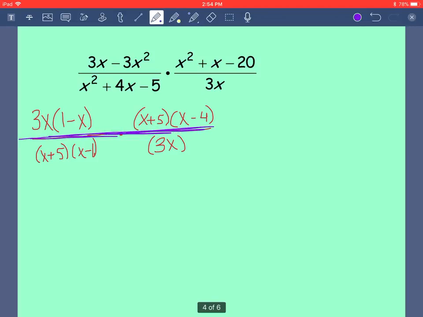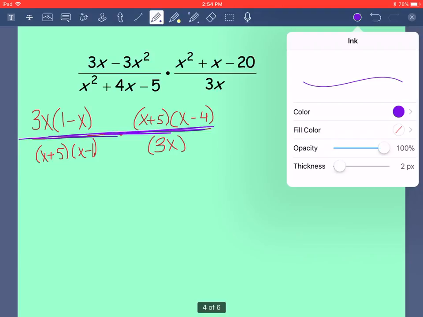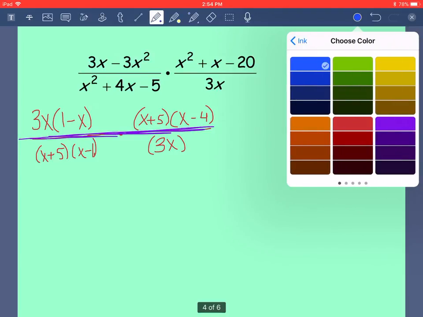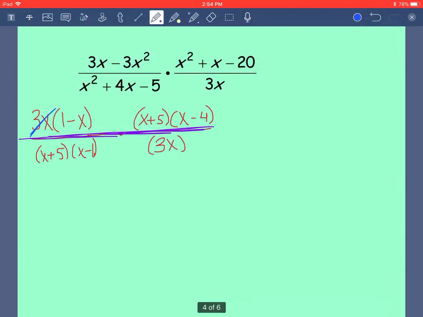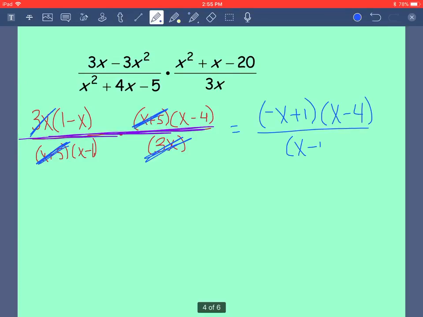And now I'm going to look for any identical factors in the top and the bottom. So there is a 3x in the top and the bottom. There's also an x plus 5 in the top and the bottom. And I'm going to take a step back and look at what I've got left. So I'm going to rearrange this one to be negative x plus 1 times x minus 4 over, I've got a positive x minus 1.